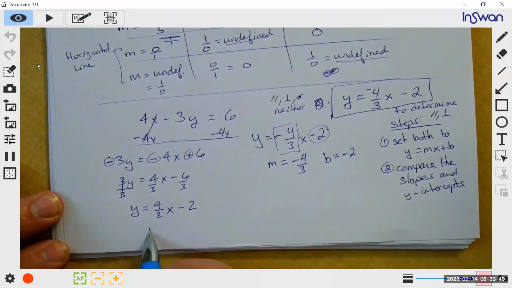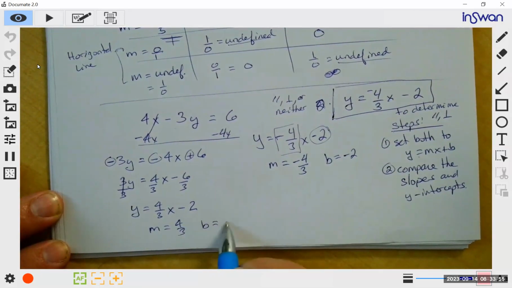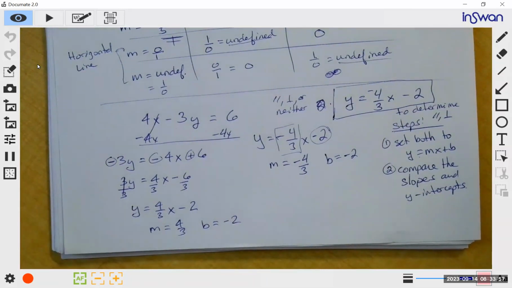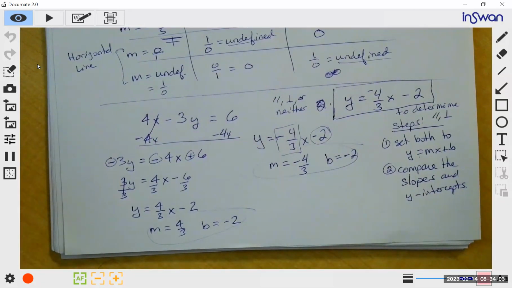So what's the slope of this one? And what's b? So how are these two lines related? Are they parallel, perpendicular, the same, or neither? Uh-oh, we have a smackdown. We have people saying different things. Who thinks they're parallel? Who thinks they're perpendicular? Who thinks they're the same? Who thinks they're neither?